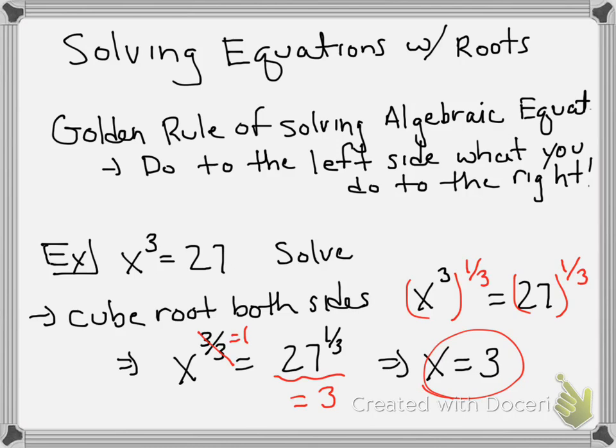Okay, so this is going to be our general procedure here. If you've got something like this, you can take the cube root or the fourth root or whatever to cancel the root on one side, so long as you do the same thing on the other side. Okay.